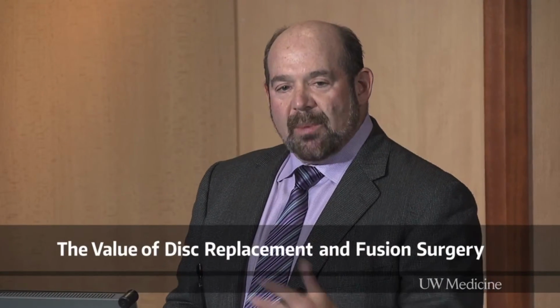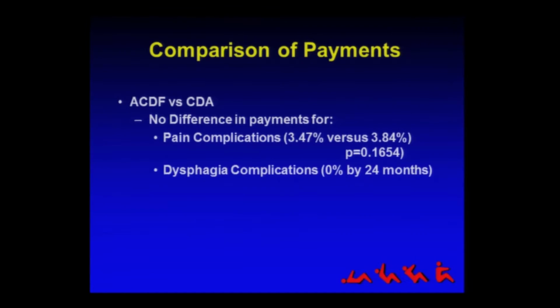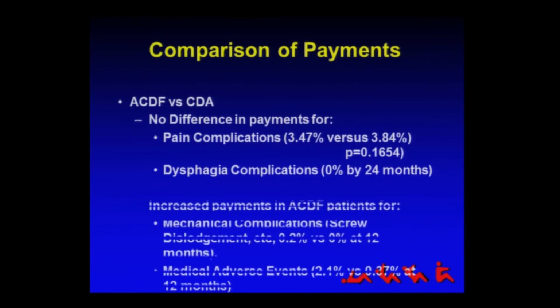And we looked at, again, comorbidities and readmission rates. There was no difference in payments that Blue Cross made between the 2 groups as far as pain complications. You can see there were relatively low numbers, not statistically significant. Any dysphagia complications had disappeared in both groups by 24 months as well. They did have increased payments in the fusion group for mechanical complications, screw dislodgements, other hardware difficulties, and even in medical adverse events. And part of that is I think there are patients who are sicker, have comorbidities, who would have been pre-selected for fusion rather than arthroplasty. So some of that may be a little artificial.